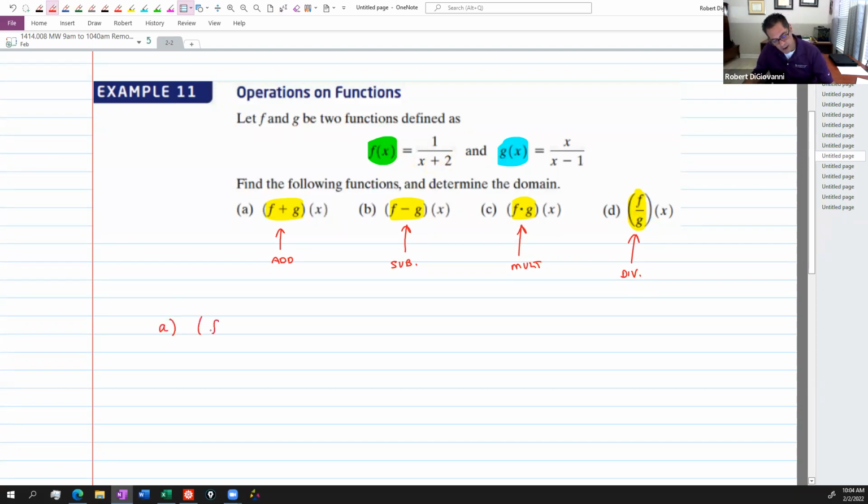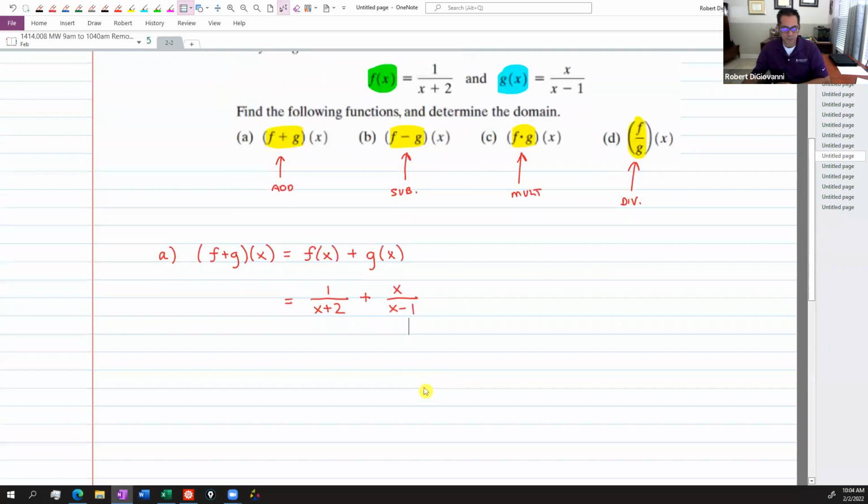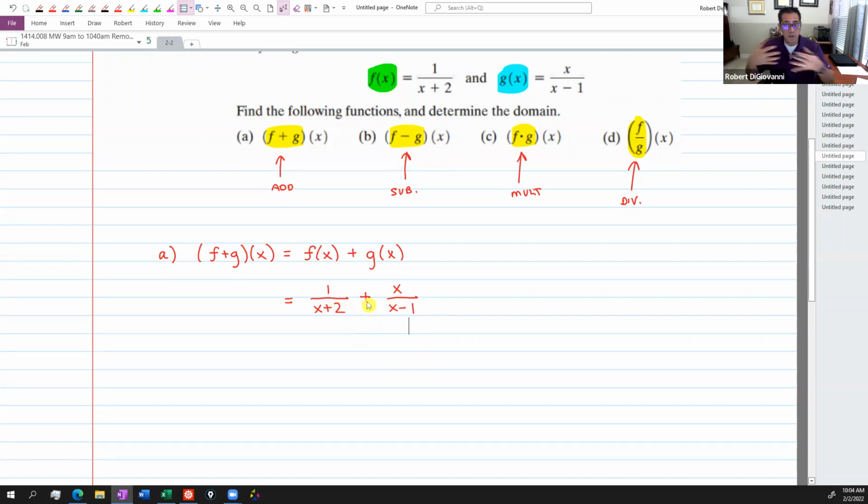If I want to know what f plus g of x is, all I'm going to do is take the f function and add the g function to it. That means I'm going to take 1 over x plus 2, that's the f function, and add to it x over x minus 1. That's the two added together. Now, we could get a common denominator and force those two fractions together.